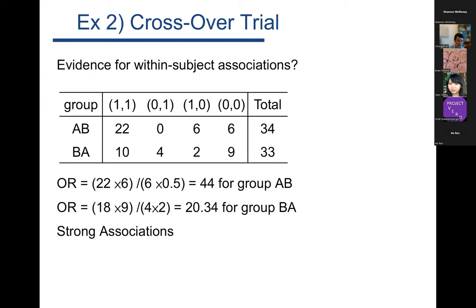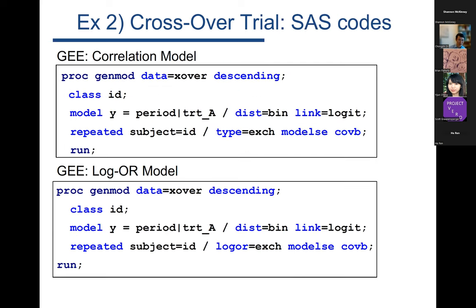Okay, so I think I'll skip this part. So in terms of how to fit this in SAS code, this is the SAS code. I think you can probably tell it's really similar to the continuous case where you specify the mean model. The difference is mainly in the distribution. You specify a binomial distribution, instead of the default, which I think is a Gaussian distribution. And for the link function, you use a logit to say that you want to estimate the log odds ratios. So everything else is pretty much similar as before.